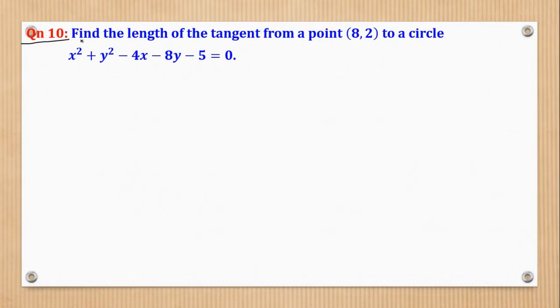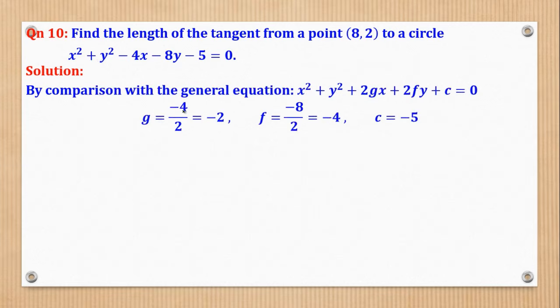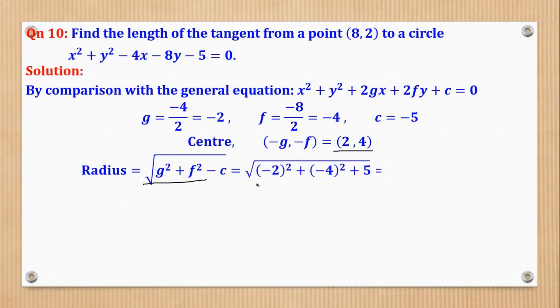Then question 10 says, find the length of the tangent from a point A to a circle. So by comparison with the general equation, it implies that G is half of the coefficient of X, and F is half the coefficient of Y, and C is this constant. Therefore, the center of the circle will be (-G, -F), which is (2, 4). And the radius is given by this formula. Substitute and come up with 5 units.